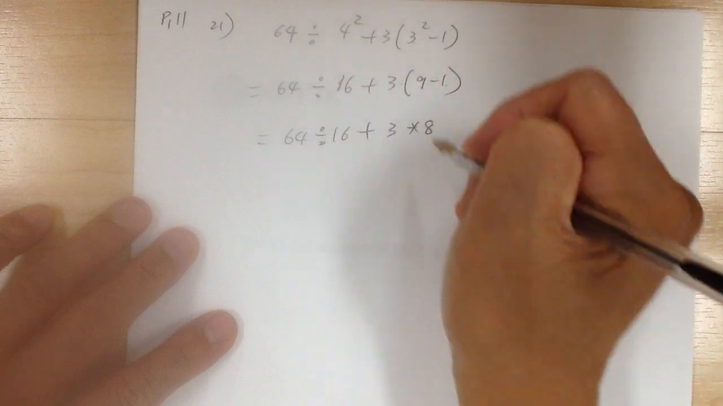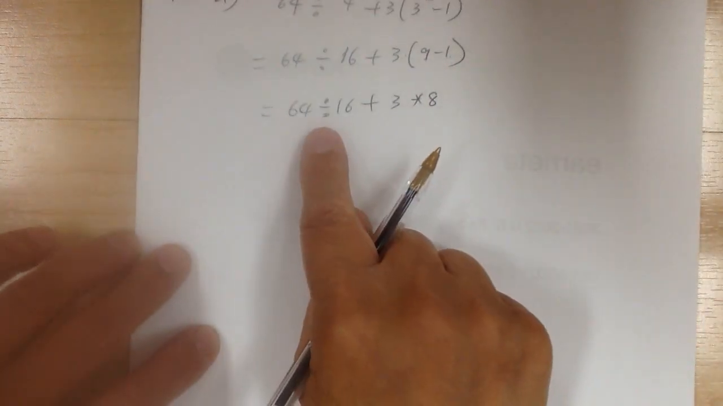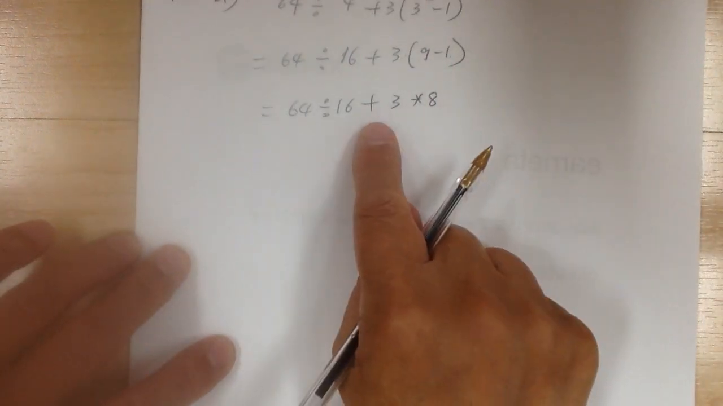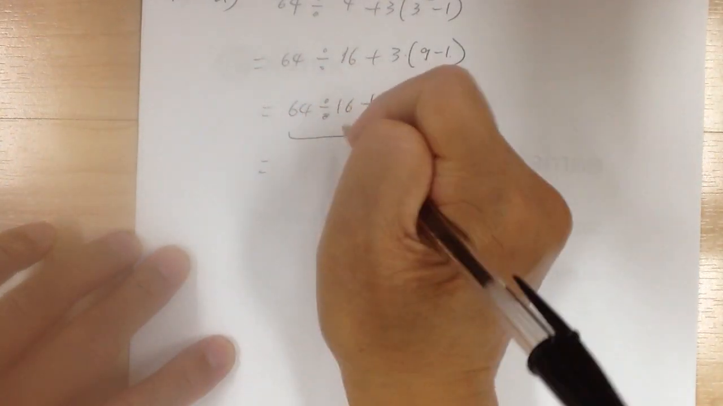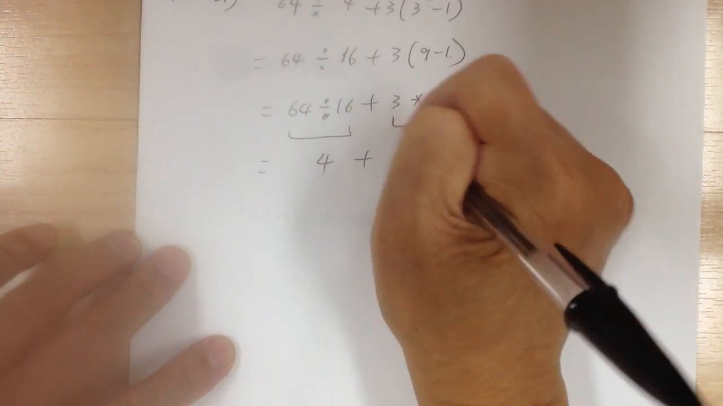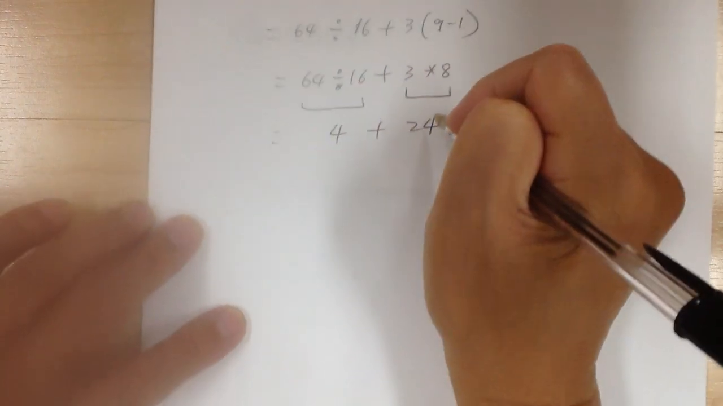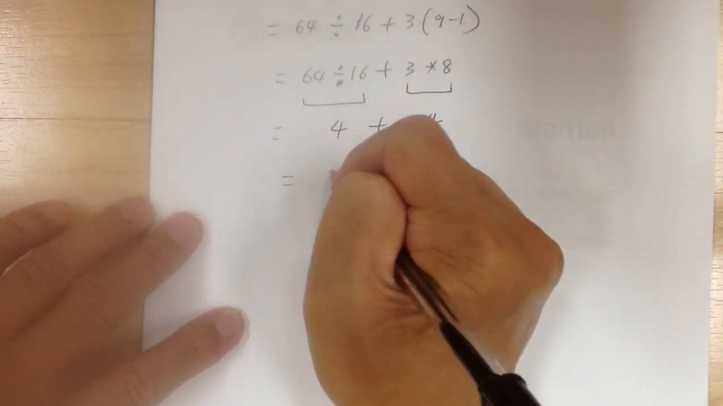This means multiplication. Okay, so now you have division, multiplication, and addition. So you have to do multiplication and division first. Okay, so do this division, you get 4. Do this part of it, you get 24. And then you can add this together, giving you 28.